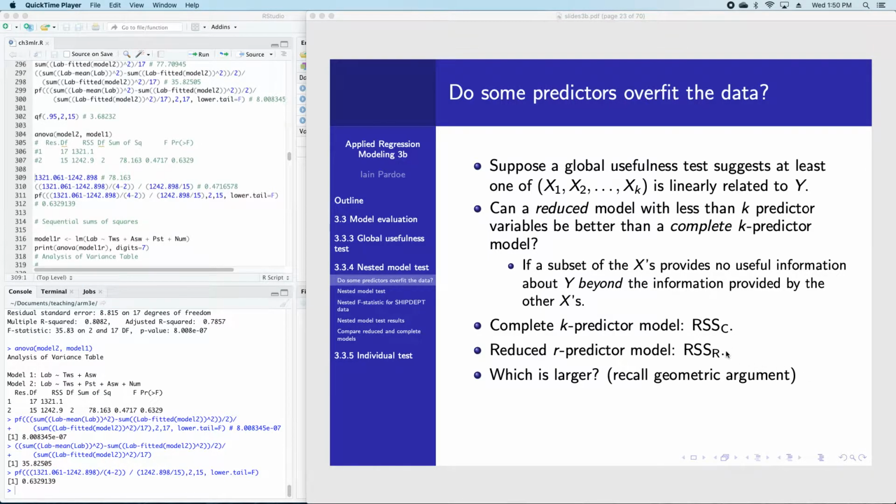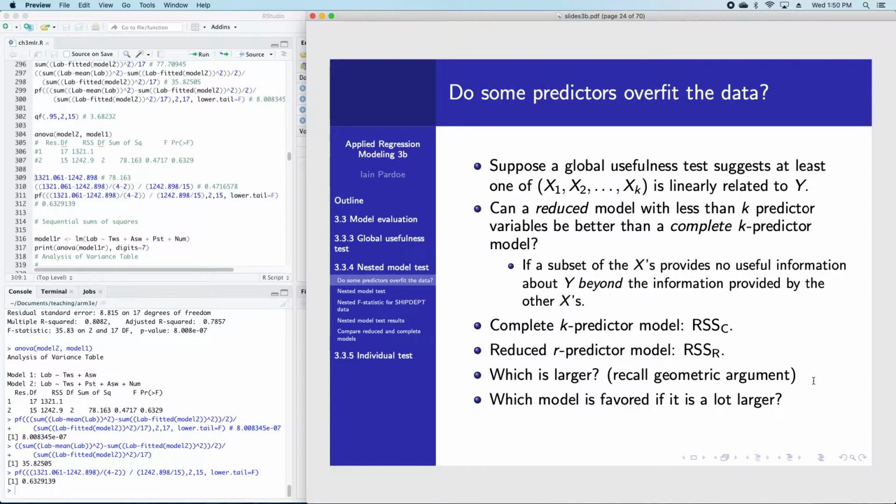To think this through, let's imagine we have a reduced model, let's say with 2 predictors, and we got an RSS value, RSSR, and then we add 2 more predictors to make a 4 predictor model. Well, then RSSC will be a smaller number than RSSR, or at worst it's going to be the same, but generally it's going to be smaller. So the larger of these 2 numbers is RSSR.